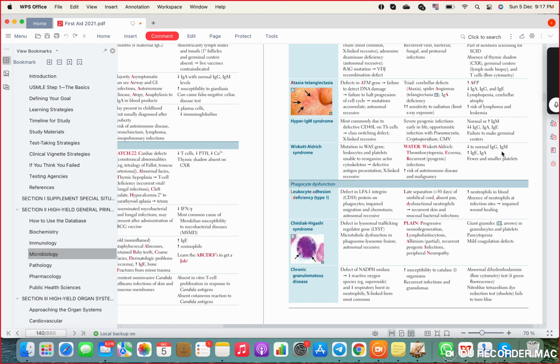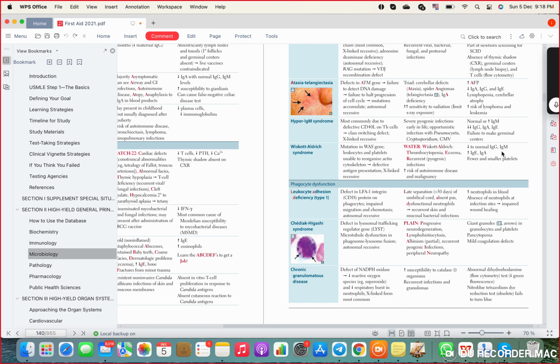So the next thing is something like this. If we speak about Wiskott-Aldrich syndrome, tell me the mnemonic, please. Wiskott-Aldrich: T is thrombocytopenia, E is eczema, R is recurrent pyogenic infections. That's correct. Good. So the next thing is phagocytic dysfunction.